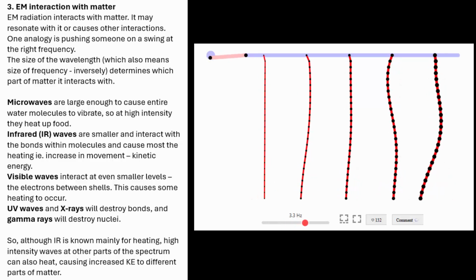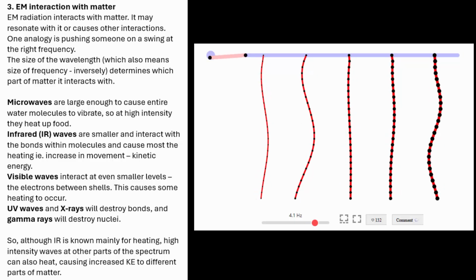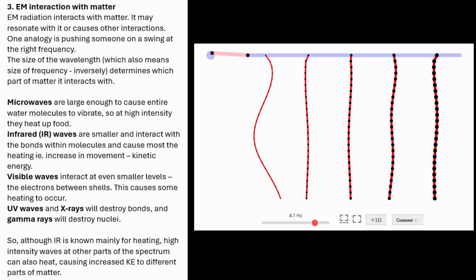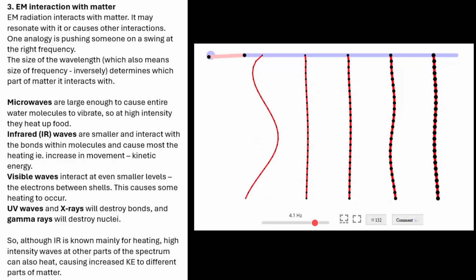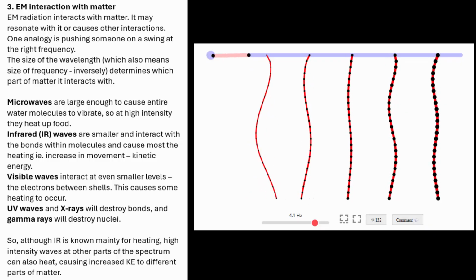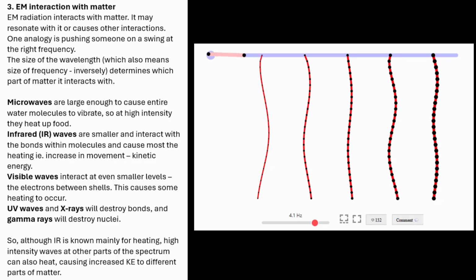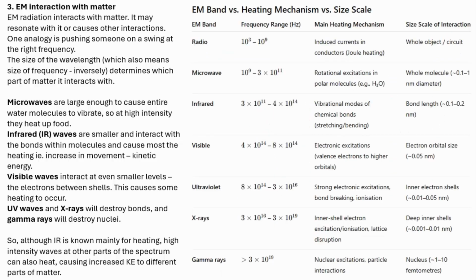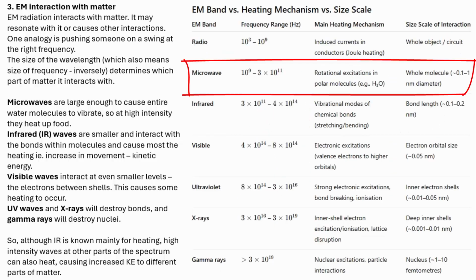And what it does is, the larger the type of electromagnetic radiation, the larger the part of matter that it interacts with. So it's mainly infrared, but if you have a high enough intensity, such as microwaves, they can vibrate the entire molecule. And I think they actually cause them to rotate. So microwaves can heat up food that way because they rotate the water molecules.